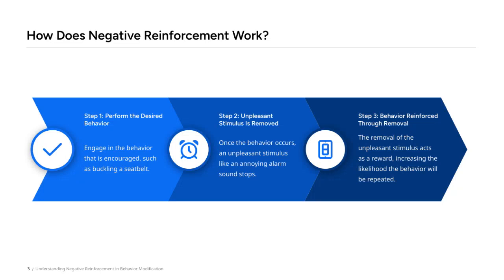Negative reinforcement works by encouraging a behavior through the removal of an unpleasant stimulus. First, the individual performs a desired behavior, like buckling their seatbelt. Once this happens, an annoying stimulus, such as an alarm sound, stops immediately. This removal of the unpleasant noise acts like a reward, reinforcing behavior and making it more likely that the person will buckle their seatbelt again in the future. Essentially, the behavior is strengthened because it leads to the relief from something unpleasant.